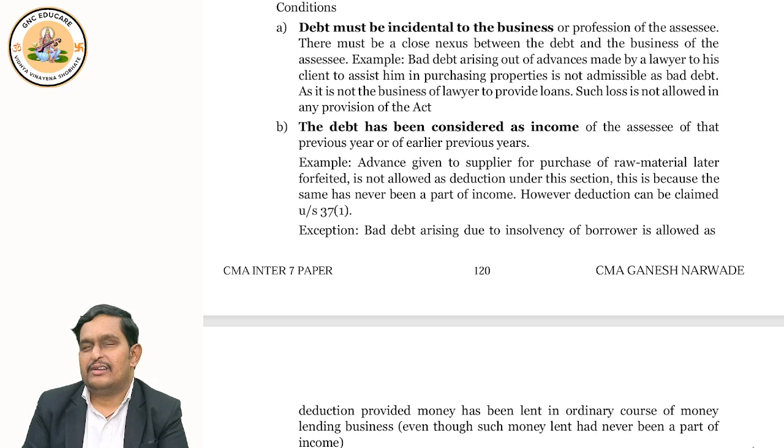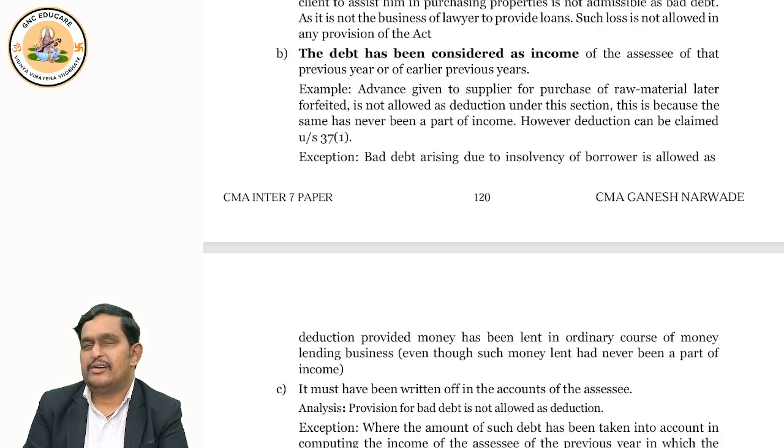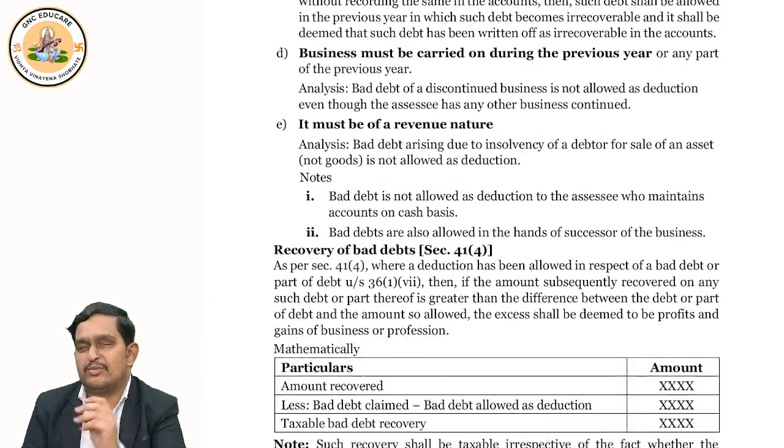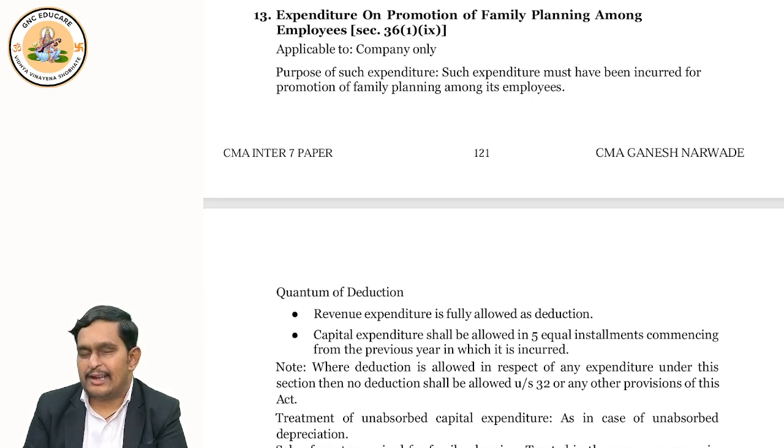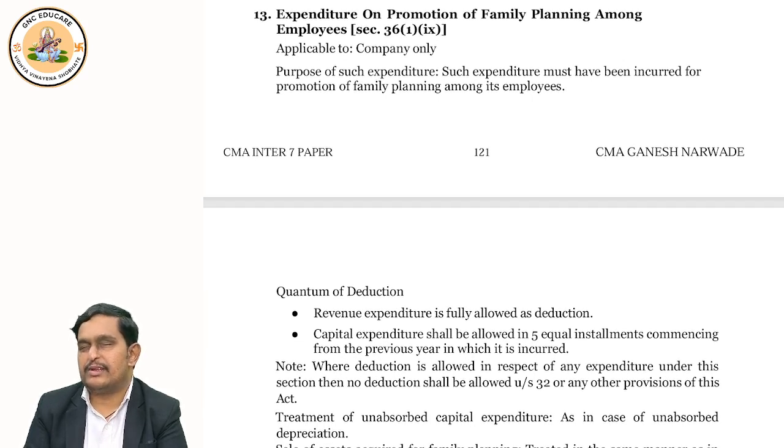Now, we completed so many points, correct? Now, let's go to the 13th point. We are talking about family planning expenditure. So bad debts is clear to all of you, right? I tried to explain in so much depth. I feel you understood. Please remember what I spoke about bad debts.